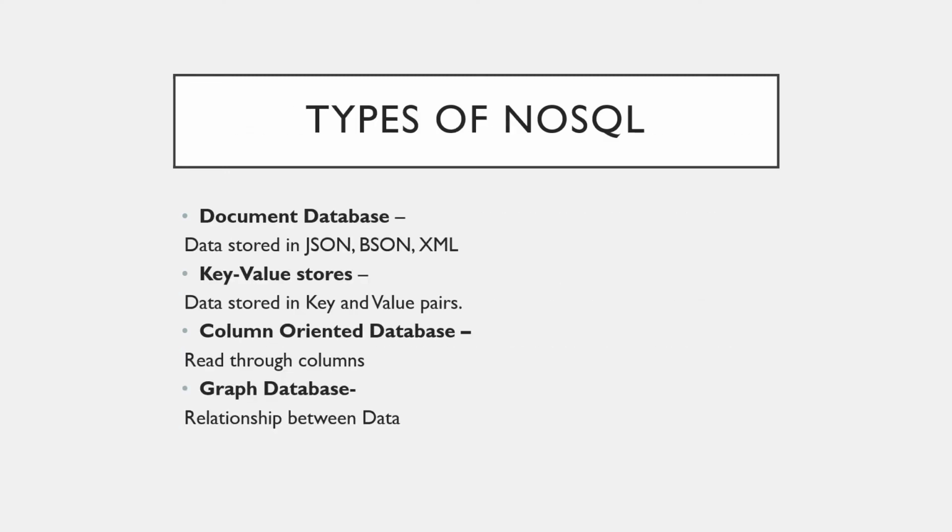Now, what are the types of NoSQL? There are four basic types. The first one is document-based, which consists of JSON or XML files. The second type is key-value stores, where data is stored in key and value pairs. The third type is column-oriented databases, that is, data which can be read through the columns. The fourth one is graph-based, which talks about the relationship between different data.